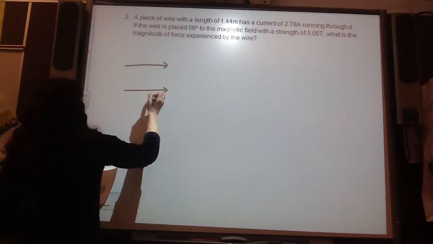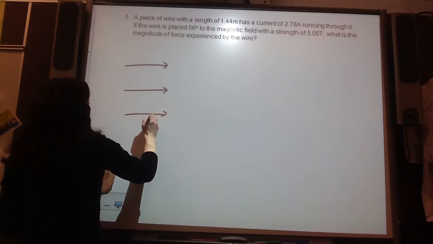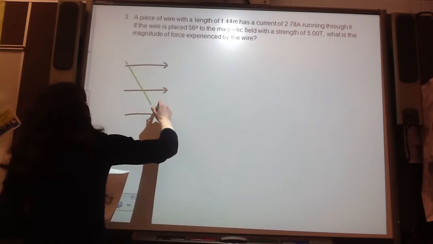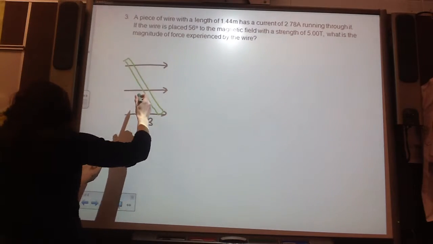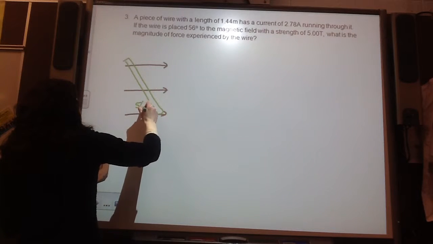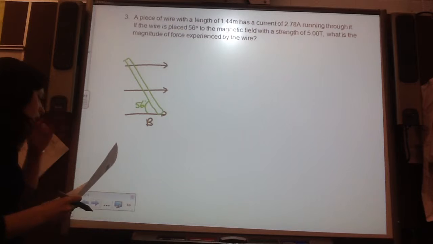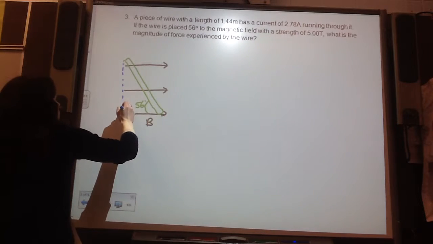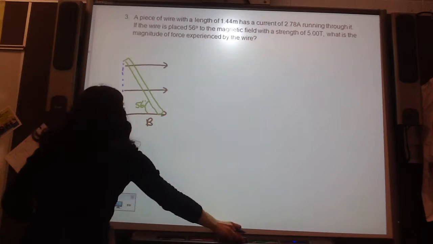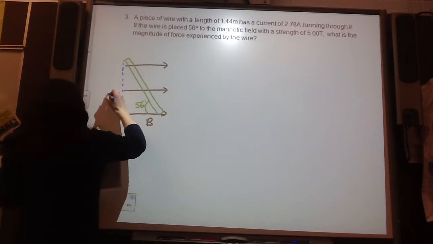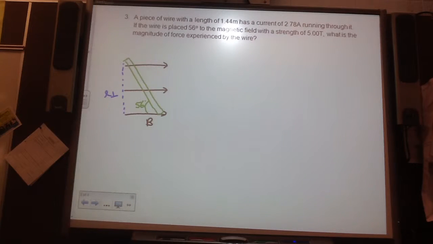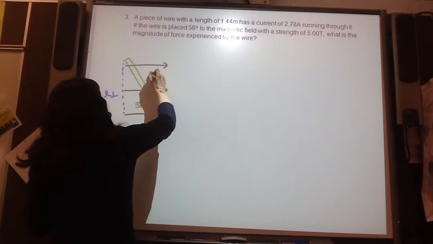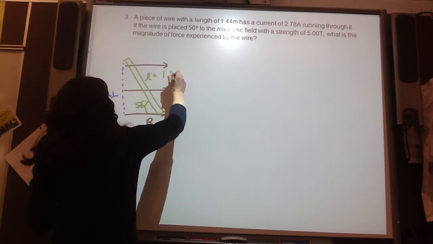So if this is my magnetic field, and the wire is placed not perpendicular to it, so it's told that it's 56 degrees, I need to find what L perpendicular is. Oops, not LT. L in order to solve for it first, okay? So I'm told this L is equal to 1.44.